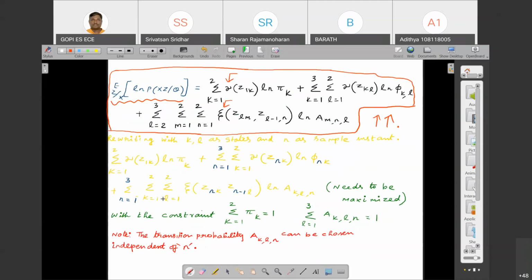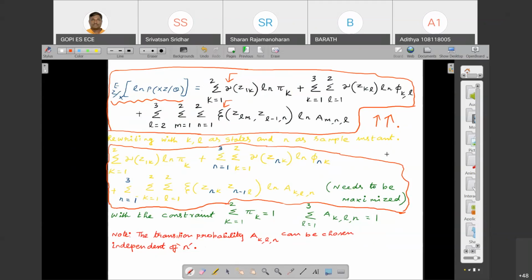So it is rewritten by a proper variable, because in some cases I was using different notations for the states and the time instant. So it is now properly restructured with a common variable, k as the state and n as the sequence. That ends up with the same expression, but it is rewritten in a proper form.